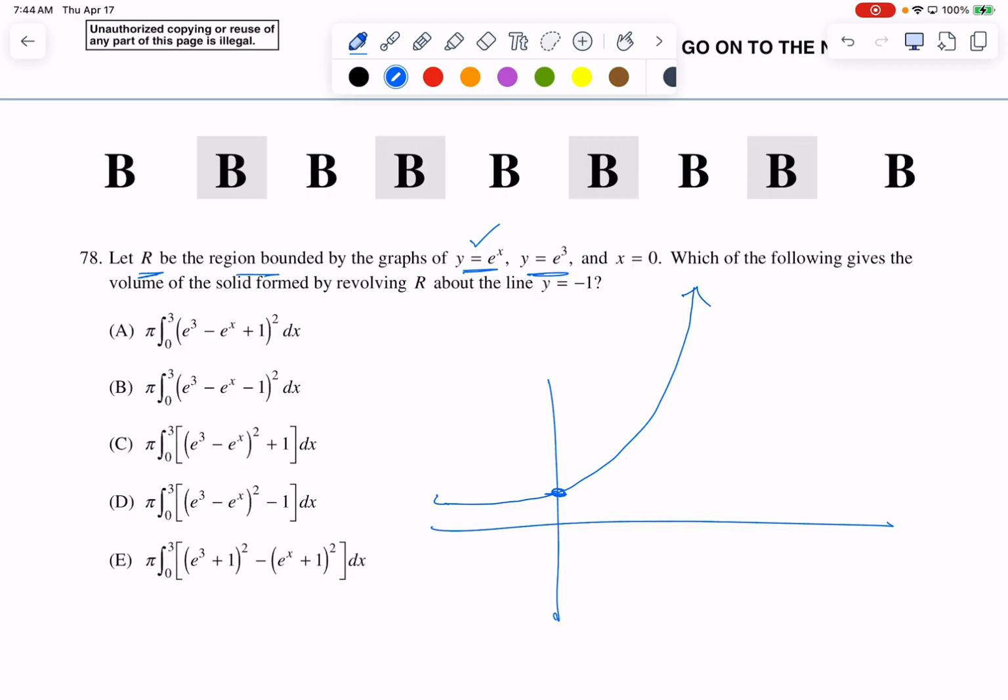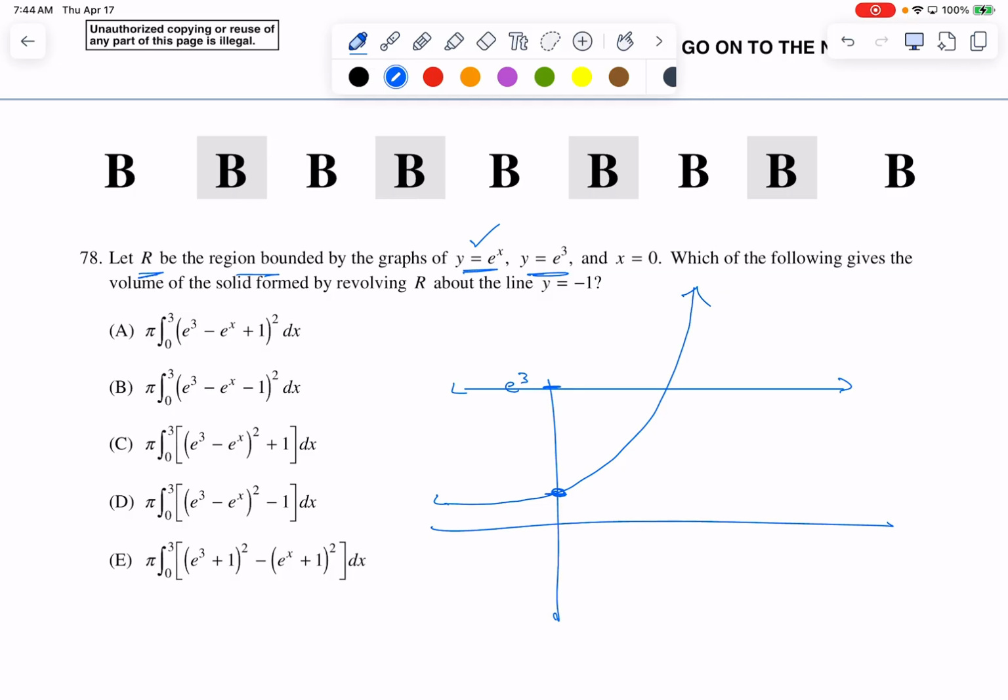Is e a constant? Yes. Is 3 a constant? Type in e to the 3rd power. Go second ln. Everybody do this with me. Second ln and to the 3rd power. It's just a horizontal line at 20 point something. Okay? It's a horizontal line up at 20 point something. So e to the 3rd is way up here. Does everybody agree? y equals a constant is a horizontal line.